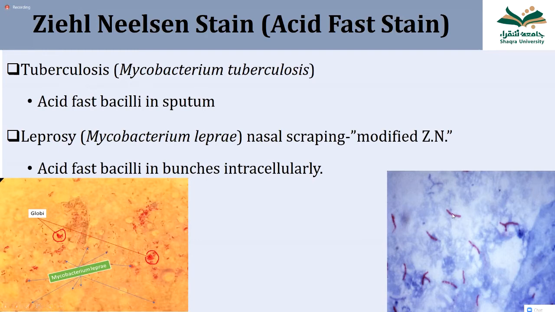So if the background is blue and the color of the bacteria is red, then most probably this is acid-fast staining. This is a modified acid-fast staining. That is why the background looks different, but the color of bacteria is red. So the acid-fast bacilli, basically the most important example is mycobacteria. And these may be Mycobacterium tuberculosis or Mycobacterium leprae. See, modified Ziehl-Neelsen staining for Mycobacterium leprae.